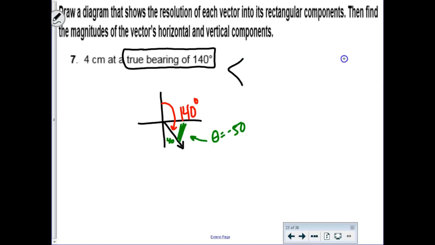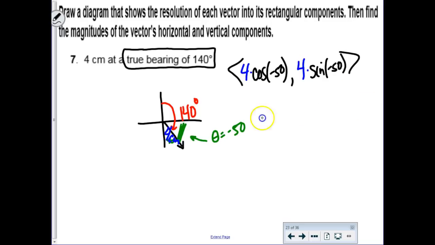All right, so, oh, I didn't label my magnitude. My bad, 4 centimeters. So 4 times the cosine of negative 50, and then 4 times the sine of negative 50. And Michaela's having fun typing in 310 to make sure it still comes out the same answers. Okay, it does. That's exciting. All right, 2.6 and negative 3.1.